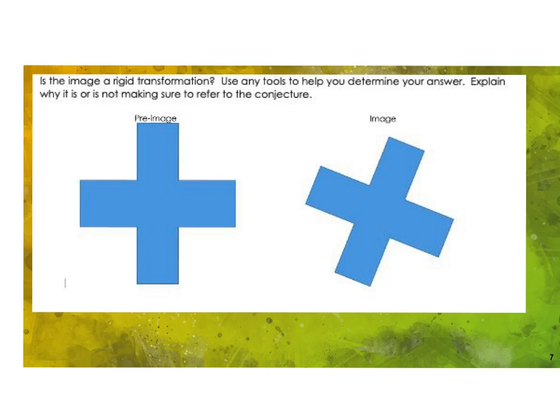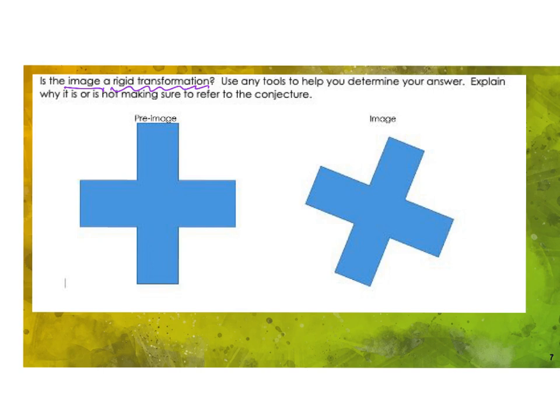Okay, so here's our final example. And the question is simply, is the image a rigid transformation? Explain why or why not. So they're not even asking which transformation is done. They're simply asking you, is this a rigid transformation?